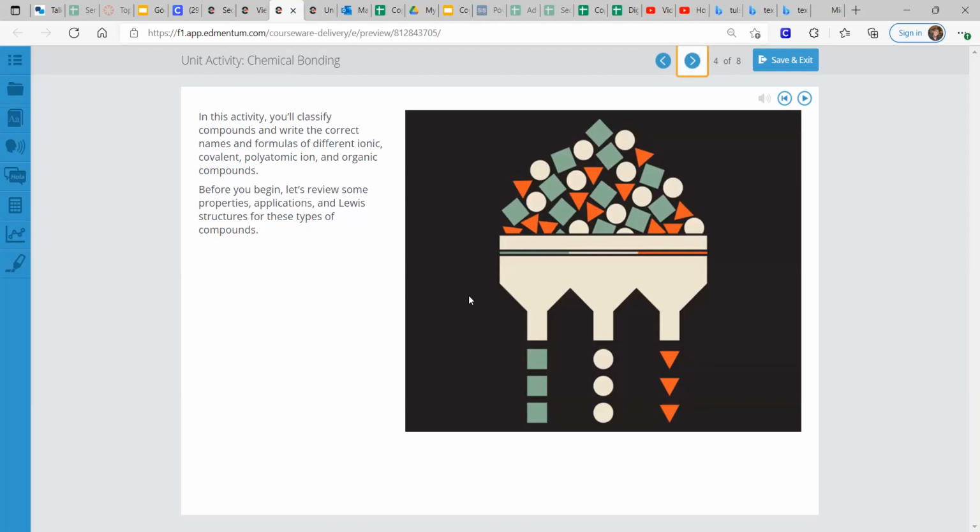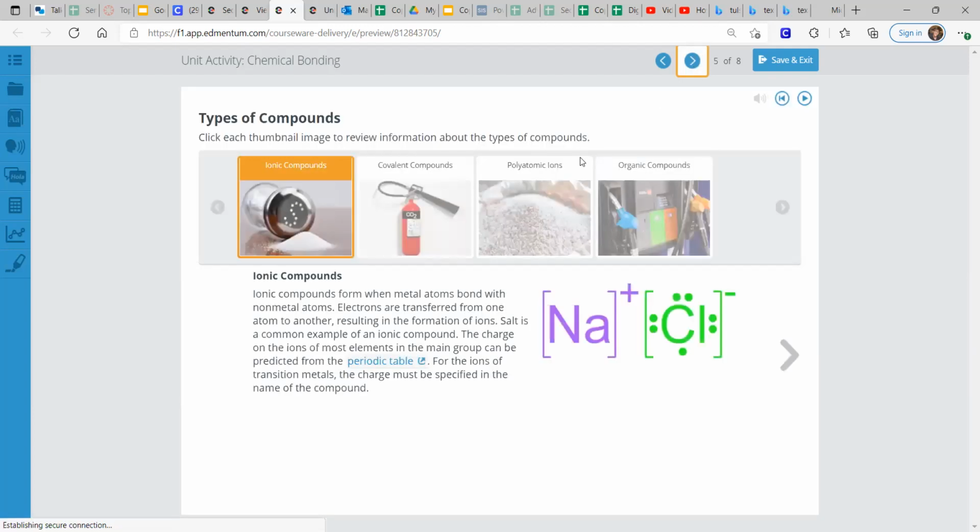In this activity, you'll classify compounds and write the correct names and formulas of different ionic, covalent, polyatomic ion, and organic compounds. Before you begin, let's review some of the properties, applications, and Lewis structures for these types of compounds.